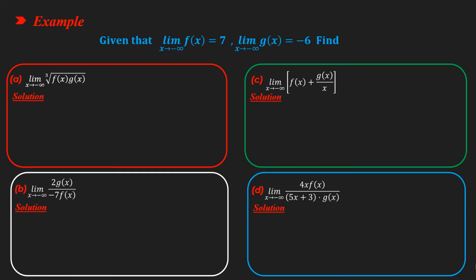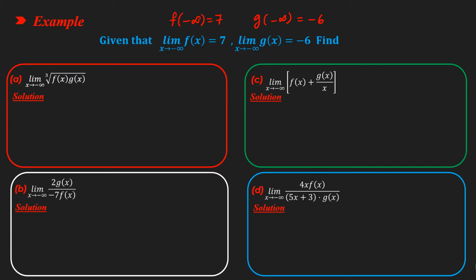Hi everyone, in this video we have some limits for the functions f and g when x goes to negative infinity given, and you have to find 4 limits. Now limit f of x when x goes to negative infinity equals 7, we can write it simply as f of negative infinity equals 7, and limit g of x when x goes to negative infinity equals negative 6, we can simply write it as g of negative infinity equals negative 6.